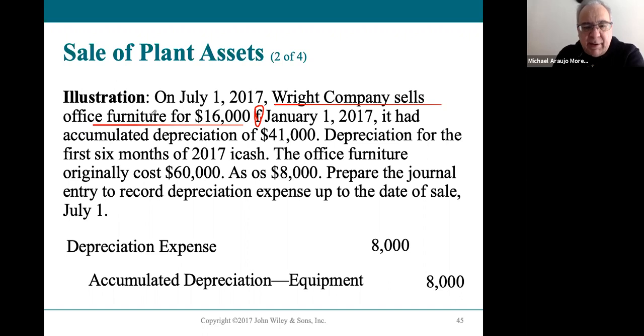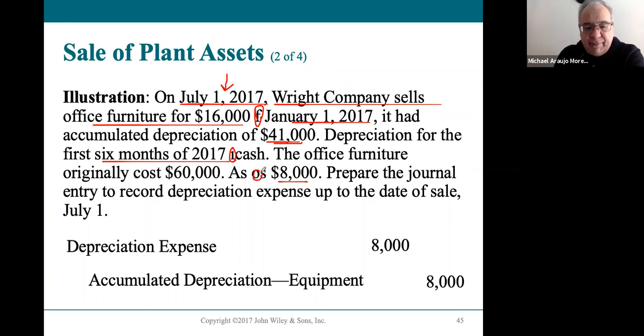So they sell the furniture on January the 1st, and it already had accumulated depreciation of 41,000. Actually, I'm sorry, they sell it July the 1st. It already had accumulated depreciation of 41,000. Since they sold it on July the 1st, they owned it for 6 months. So they're going to need to add the depreciation of 6 months of that furniture to the account. They've calculated it to be $8,000.